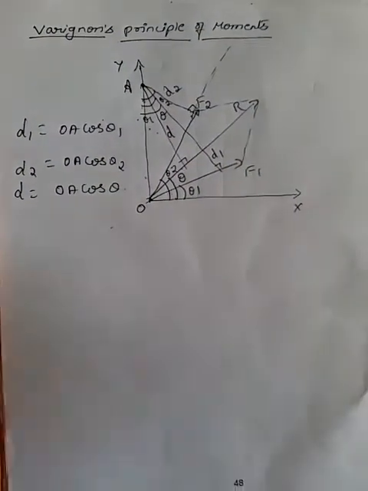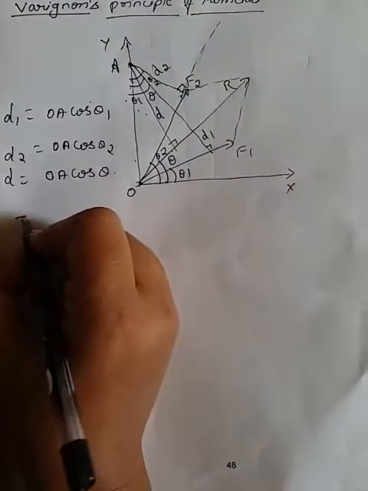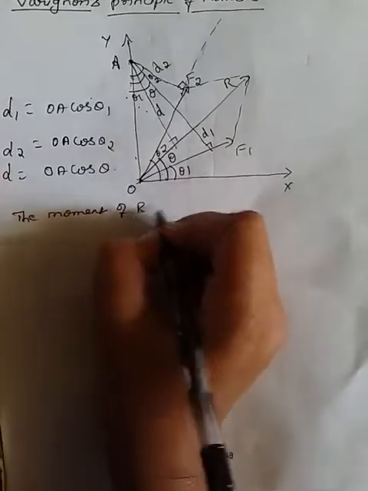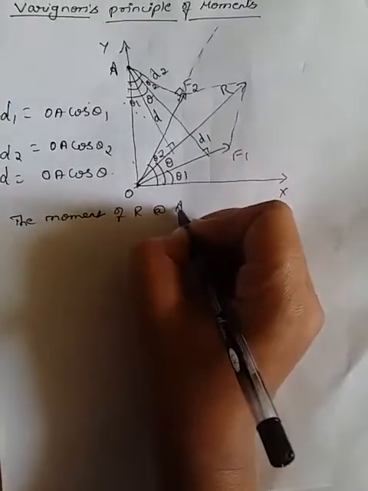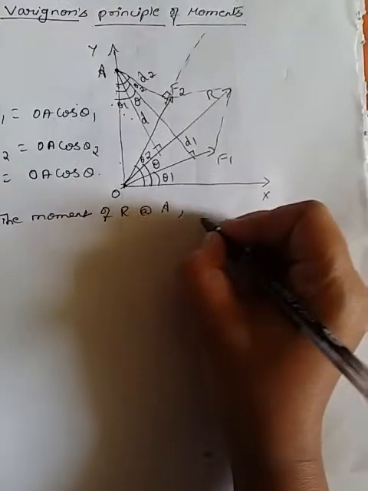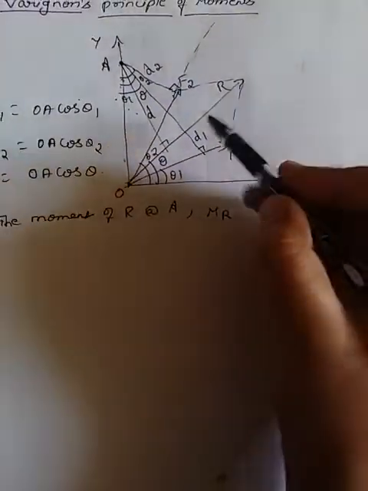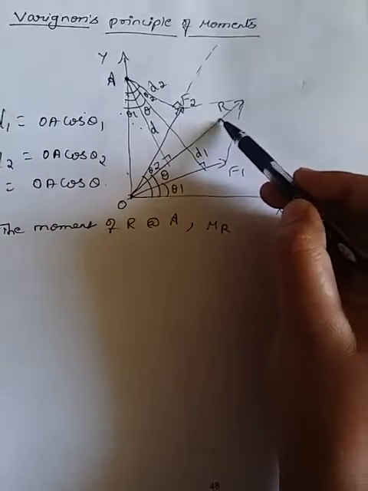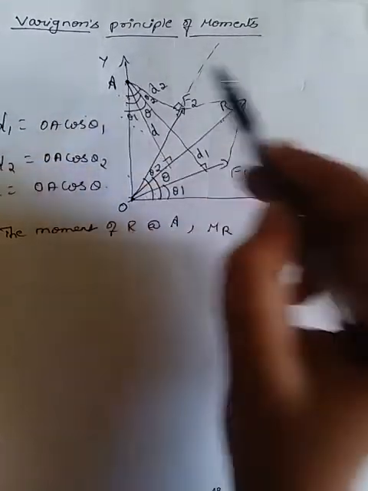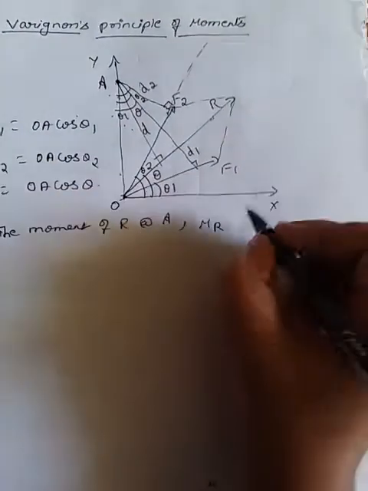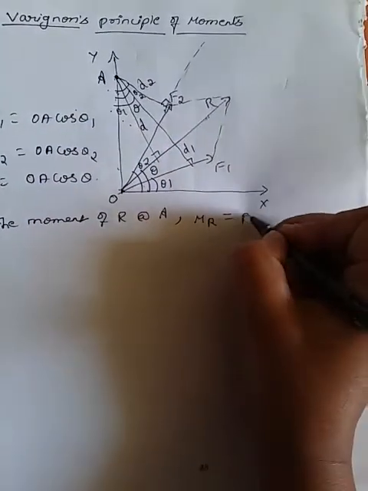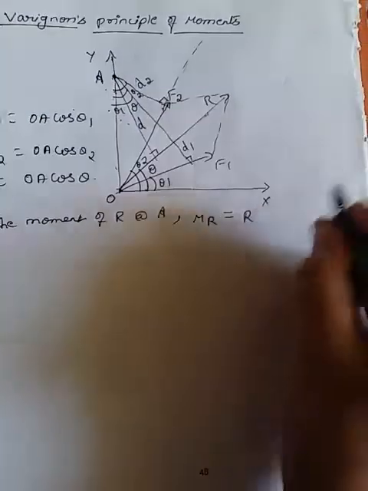Now let us find the moment of R about point A. That is, I am going to consider M suffix R, the moment of R. So the moment of this resultant force about point A I am going to find out. So MR, the moment of R, equals force into distance. The force is R, and the perpendicular distance is D.